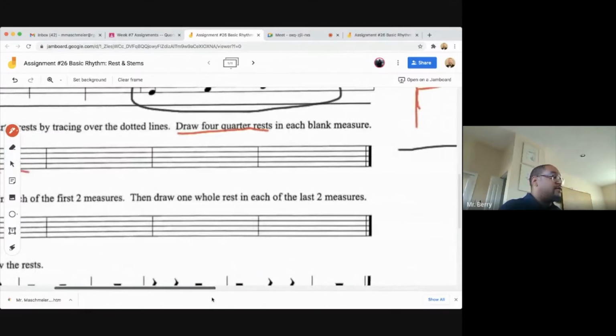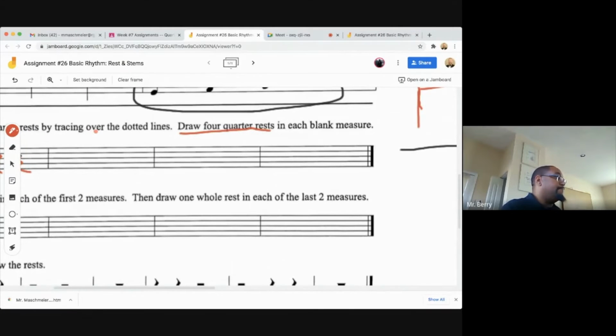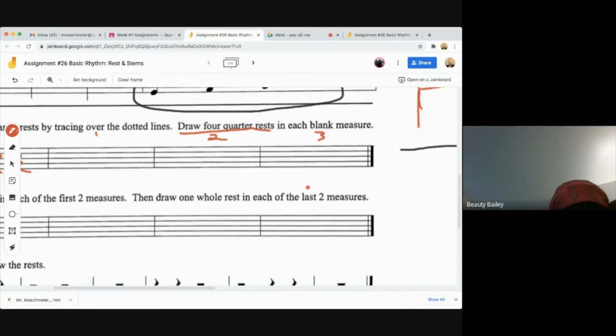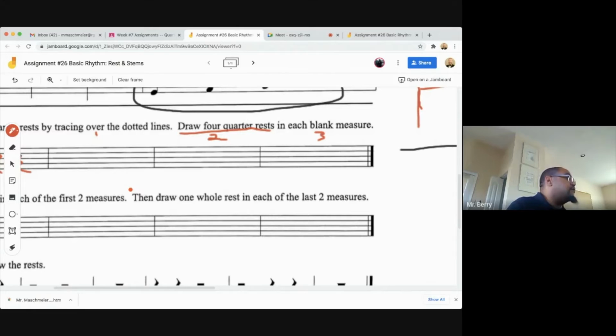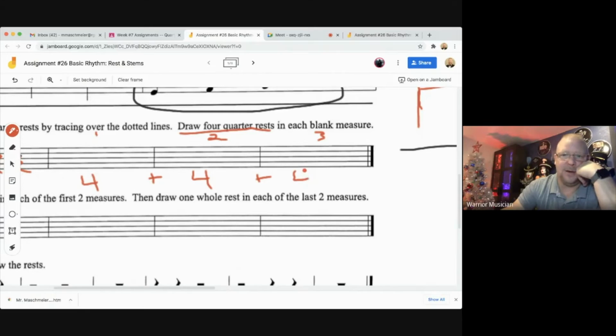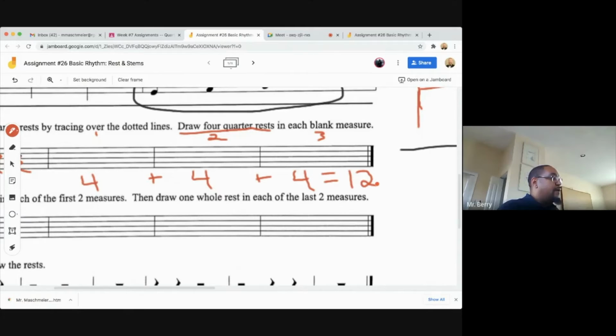How many blank measures are there, guys, for number 1? There are 3 blank measures. Thank you. So if you're drawing 4 quarter rests in each of those 3 measures, how many total quarter rests do you need to draw? 12. Thank you. Right. So 4 in each measure, 12 total. I had a class last hour that drew 6 in each measure, which is 6 beats per measure, but we're only in 4/4. Okay, so that's what you do in number 1.